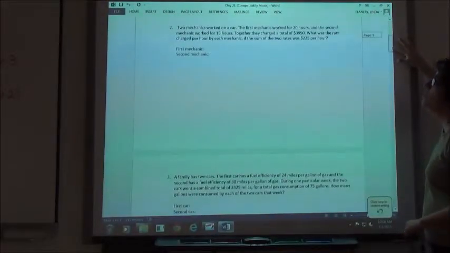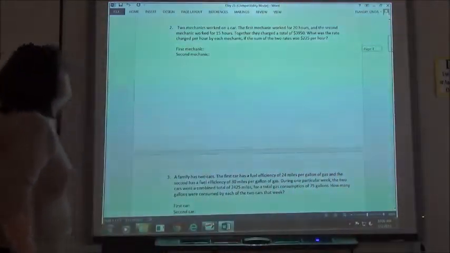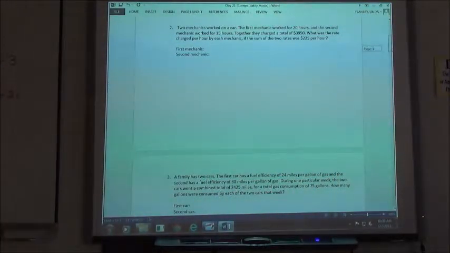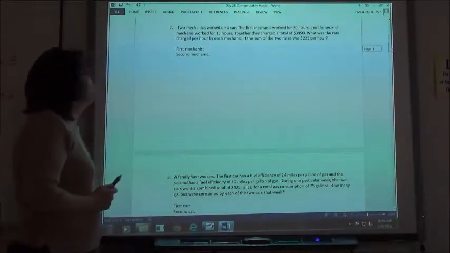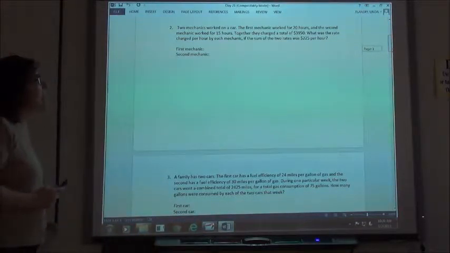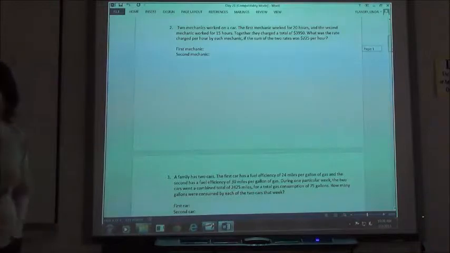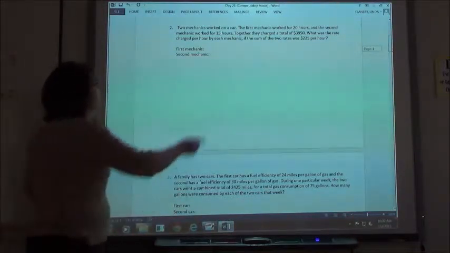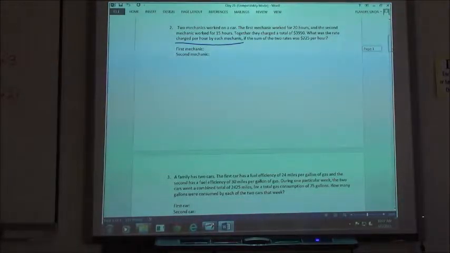So number 2 says 2 mechanics worked on a car. The first mechanic worked for 20 hours, the second mechanic worked for 15 hours. Together they charged a total of $3,950. What was the rate charged per hour by each mechanic if the sum of the two rates was $225 per hour? So what is the rate charged per hour by each mechanic? And right there they tell you the sum of my two rates is $225. So what's my equation going to be?